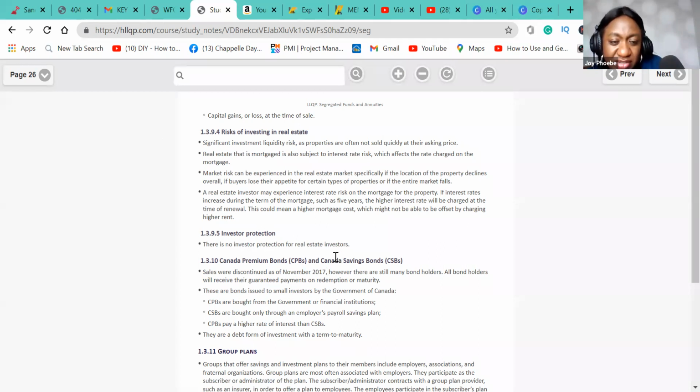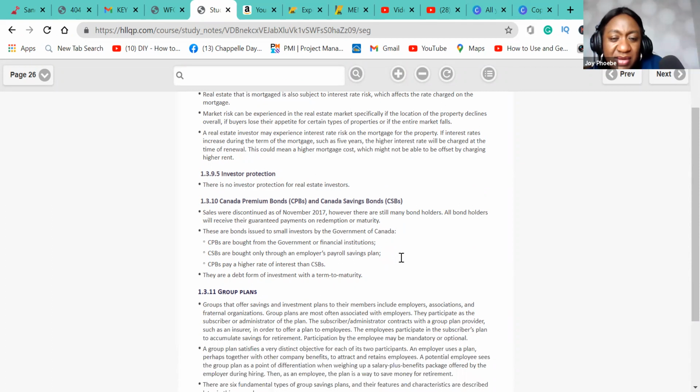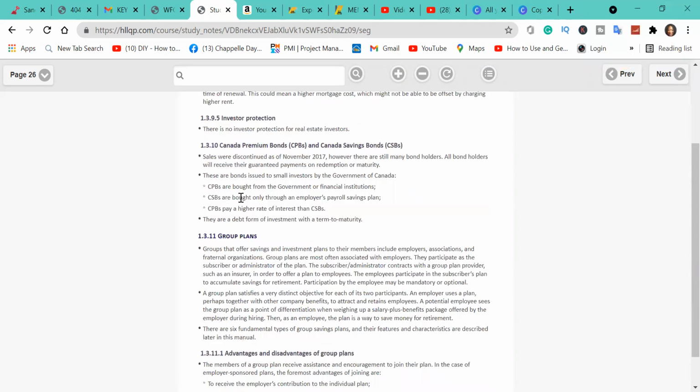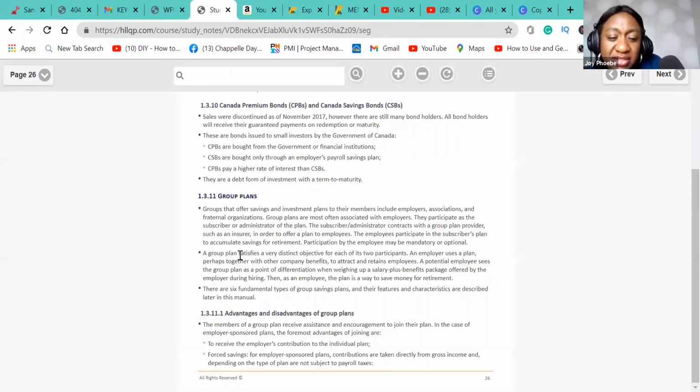Investor protection, there's no investor protection. Okay. Canada Premium Bonds, CPB, and Canada Savings Bond. Why are we talking about bonds here? I've talked about bonds. So that is that on real estate.